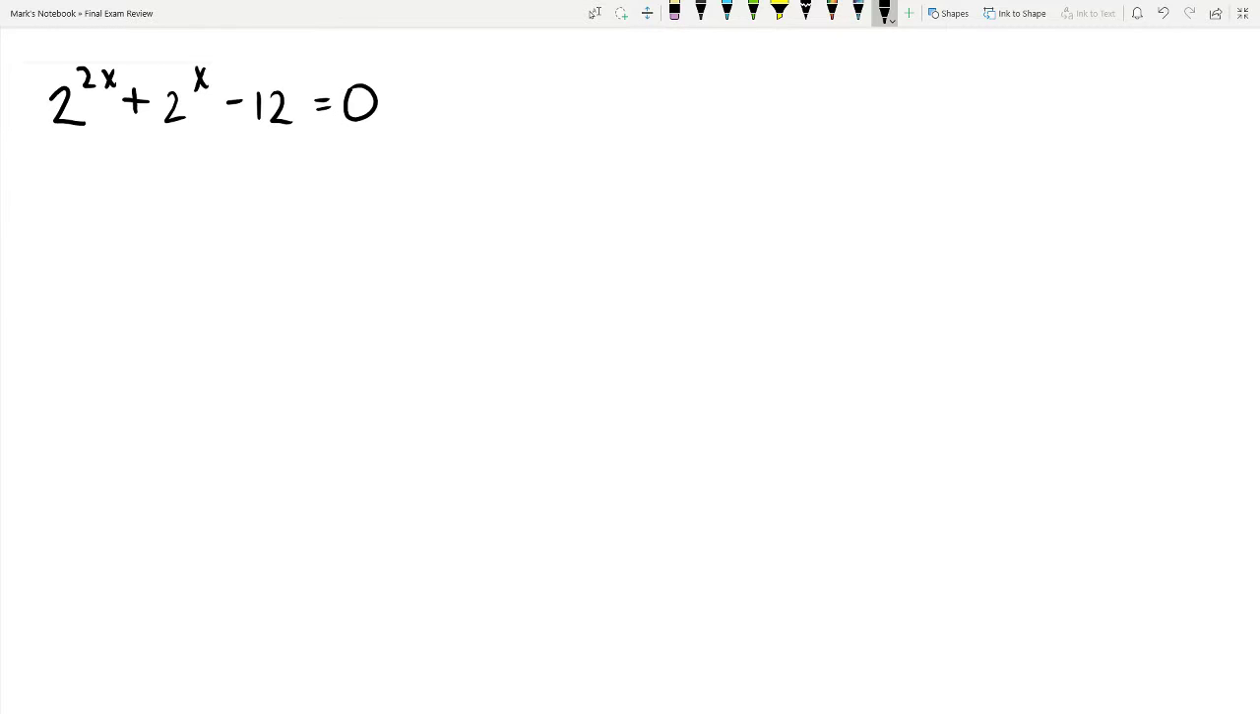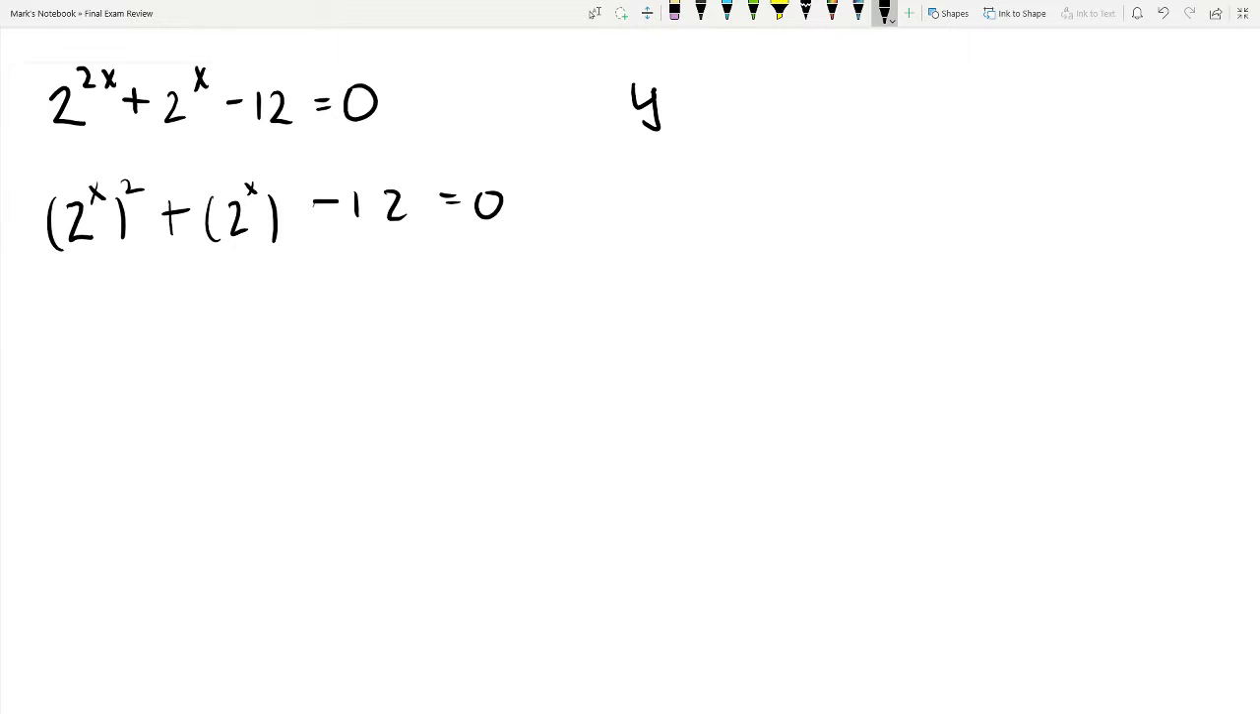So it's just going to require a little bit of rewriting. So here, instead of 2 to the 2x, let's just rewrite this as 2 to the x squared. And that's just going to be a simple exponential rule that you should recognize. And then this is going to be 2 to the x minus 12 equals 0.